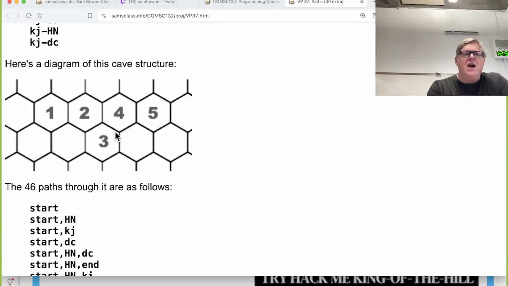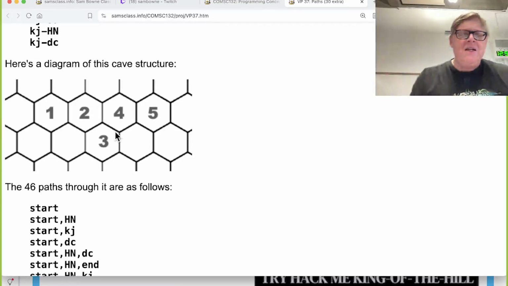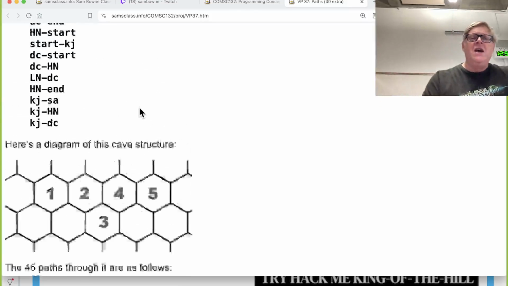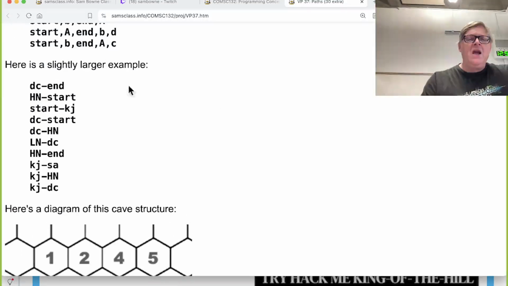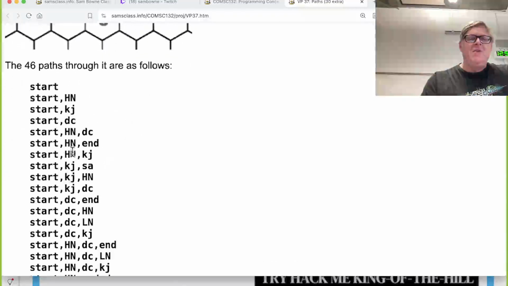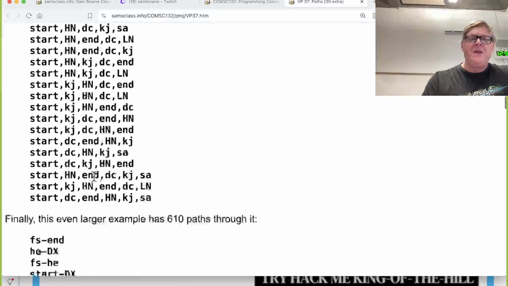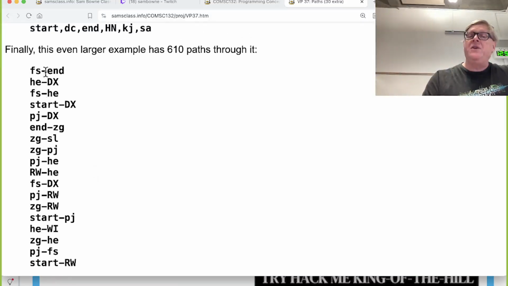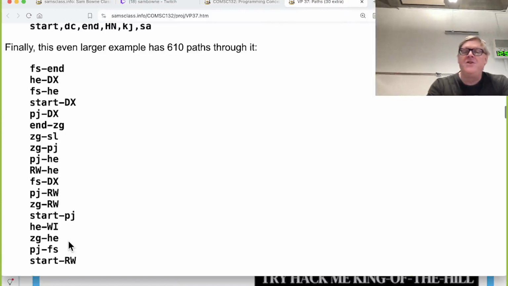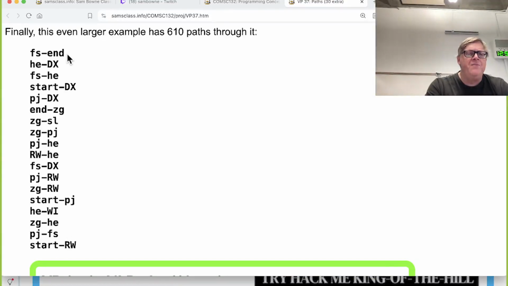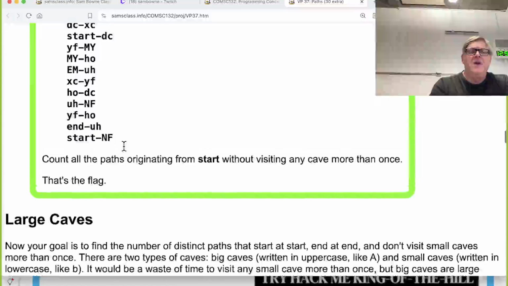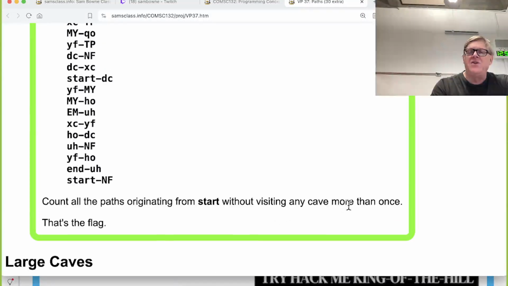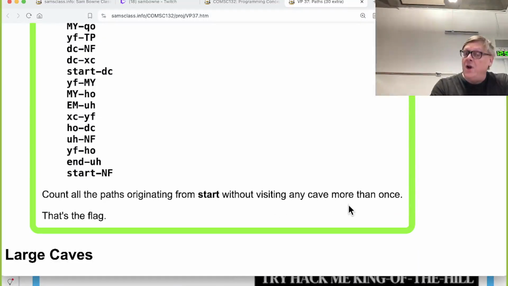Oh, that's not good. I'm going to have to fix that diagram. And make a note of that. VP37, that's a diagram for a previous project. Somehow my picture didn't get uploaded. But anyway, here's a more complicated example, and there's 46 paths through it. And here's an even larger example, and this one has 610 paths through it. So it doesn't take very many connections before it gets really complicated to list all the paths to go from start to end. And so here's one where you have, again, a small thing and find out how many paths there are to start to end without visiting any cave more than once.